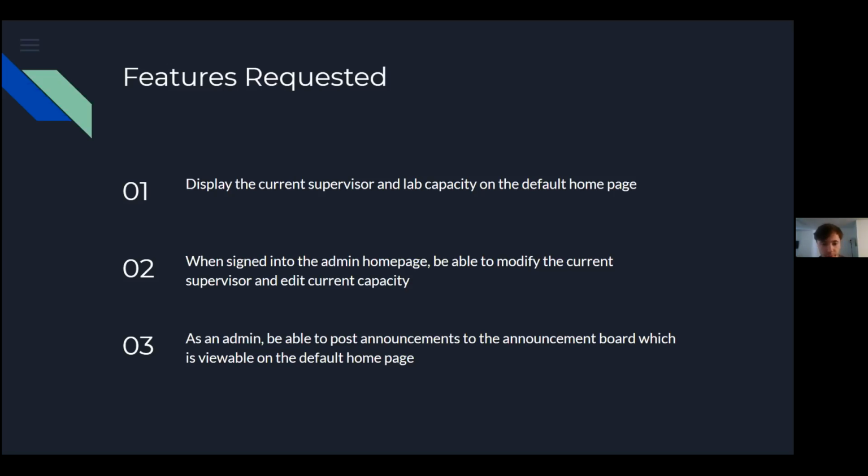The second feature that was asked for is that there would be a login for admins, which would basically be the officers in WECE, where they could modify the current supervisor and edit the capacity of the garage. And then the third one is that as an admin, we wanted to make it possible for them to post announcements on the website and also show office hours on their Google Calendar window, which is integrated into the website.